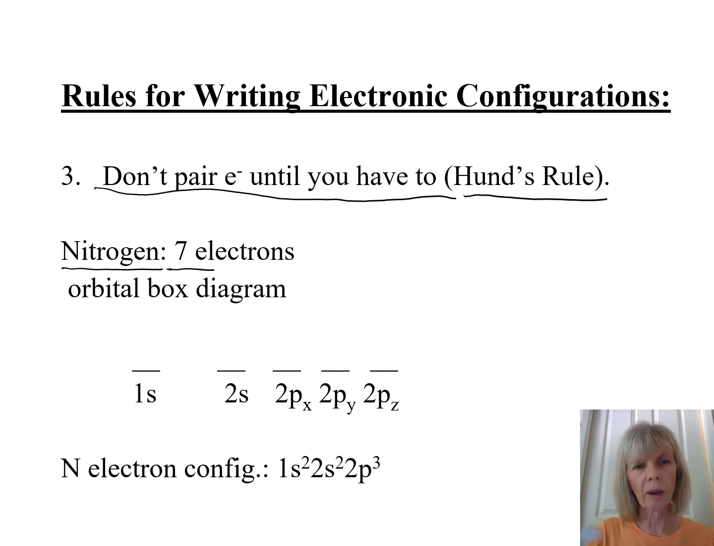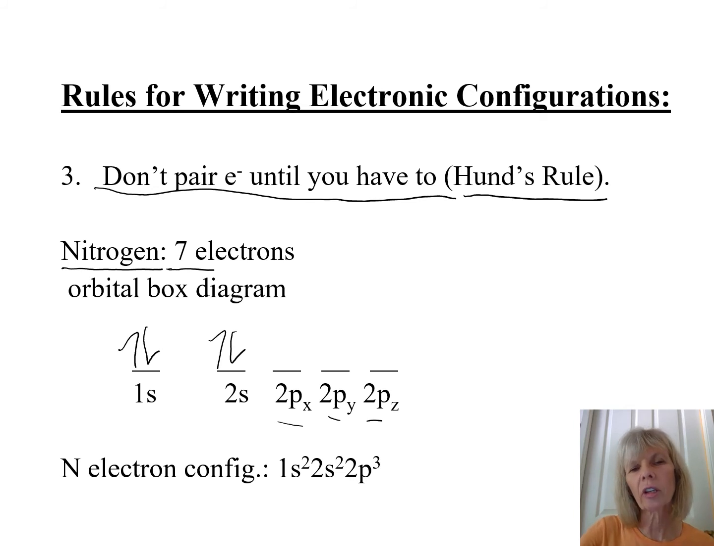So again, we need to remember our order. We put the first 2 electrons in energy level 1, then we're jumping up to energy level 2. 2s is lower than 2p, so we can put 2 in there. And now we've used up 4 electrons, we have 3 left. Now we're at the equal energy orbitals, 2px, 2py, and 2pz.